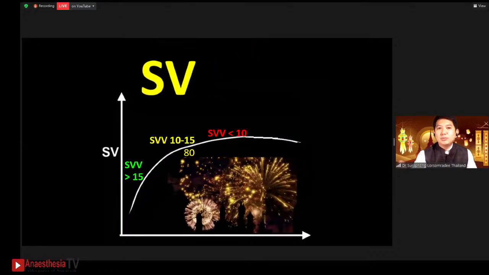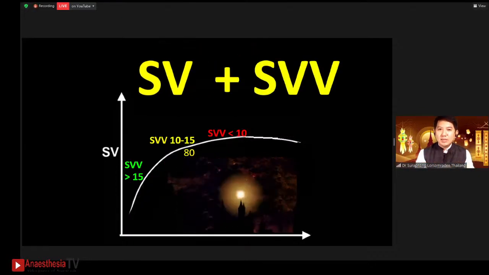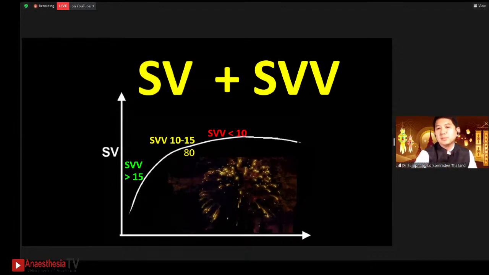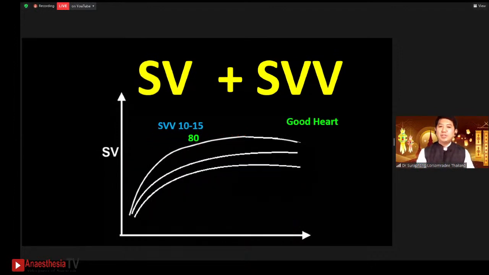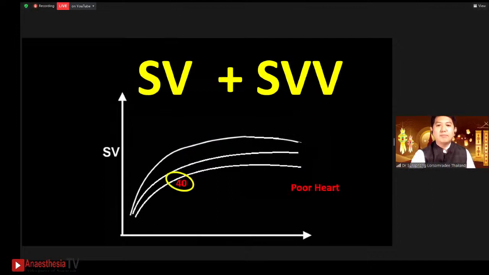The tip and trick to use the SV together with SVV is that we can titrate the fluid to reach the optimum volume. When we have the optimum volume and look at the SV, if the SV is 80, we have a good heart. 60, the heart is okay, but less than 40, we have a poor heart.